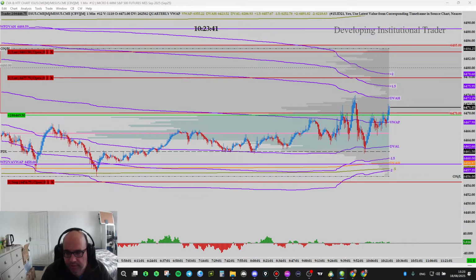Let's just see, there's a lot of absorption. The buyers are stepping in. They keep trying to push back to the base at zero, but they're still at minus 1500. But there's a lot of volume coming in.